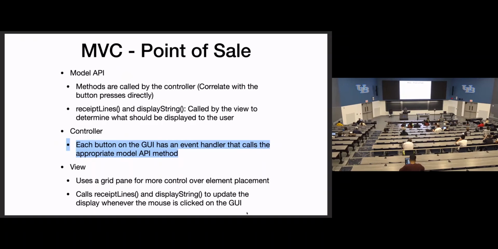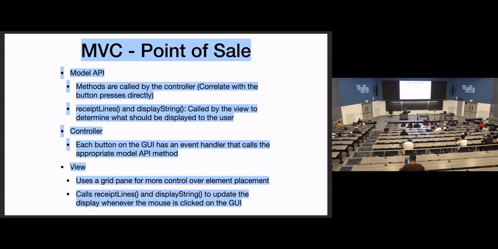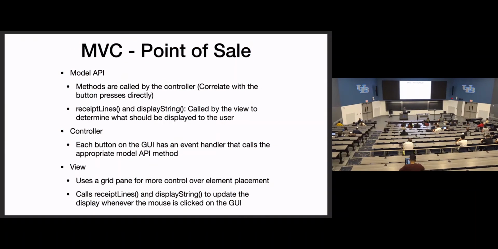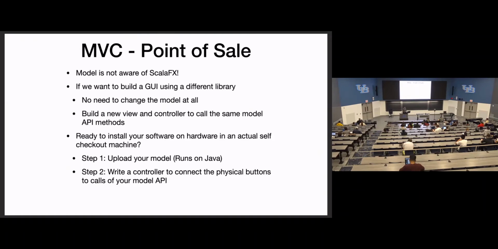And the view is going to be all of our GUI stuff like we talked about on Wednesday. It's going to consume that receipt lines and display string and display it to the user, along with all the buttons. So with this, your model doesn't care that it's being run through a Scala FX, Java FX GUI.